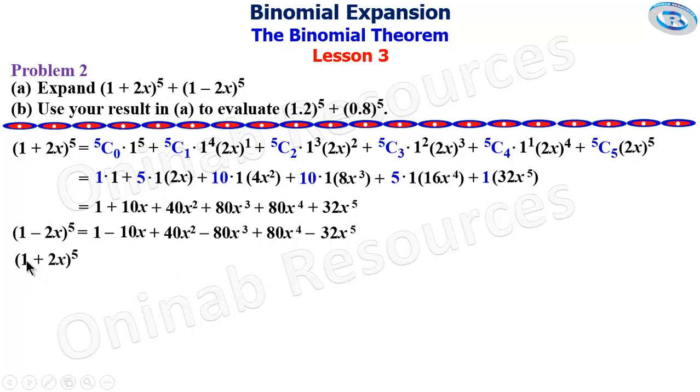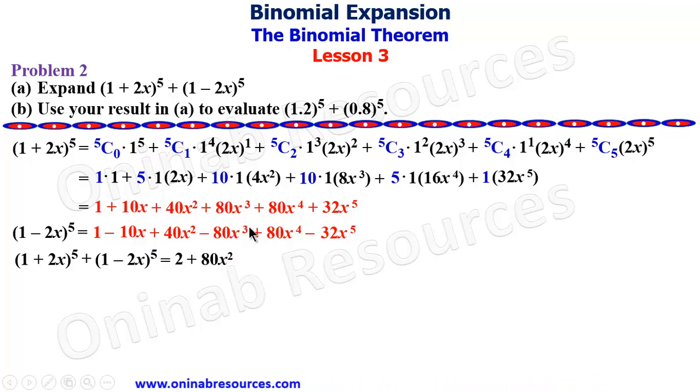So we have 1 plus 2x all to the power of 5 plus 1 minus 2x to the power of 5. So we are adding this and this. So 1 plus 1 gives 2. And plus 10x minus 10x gives 0. So the term with x to power 1 is gone. 40x squared plus 40x squared is 80x squared. And 80x cubed minus 80x cubed gives 0 also. So the term with power 3 is gone.